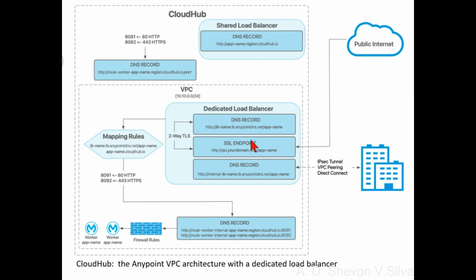Through your DNS provider, you can add a CNAME record pointing to the dedicated A record and use your own domain names to access it. The DNS A record can also be reached from outside the VPC.